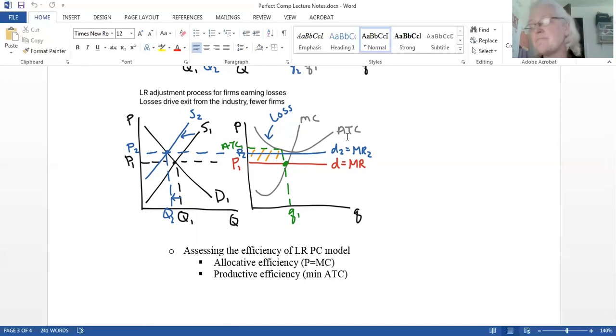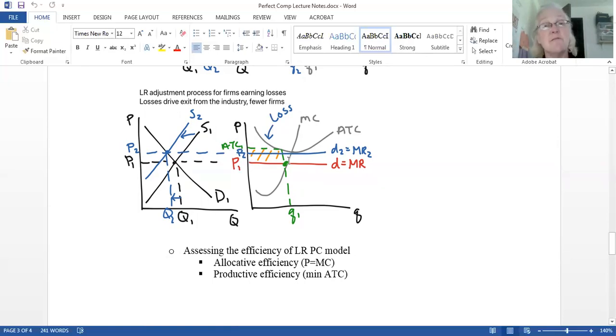All right, so where does the D equals MR, MR cross MC? Look at that green dot, comes straight down, right in Q1, and then go straight back up to the ATC, straight across, and you'll notice that the green ATC is above the original P1, and I have shaded in here for you, if you can see, the yellow hash rectangle. That represents the loss. Here I've written it and I have the blue arrow shining down on this rectangle here. Okay, so now we're making losses. What's going to happen next?